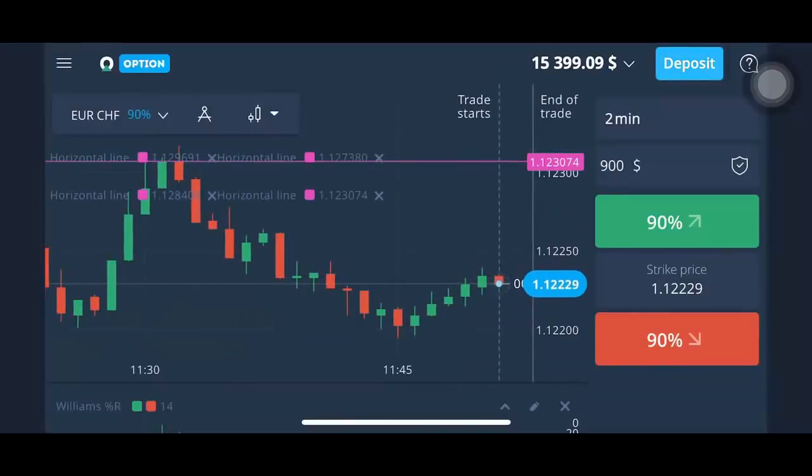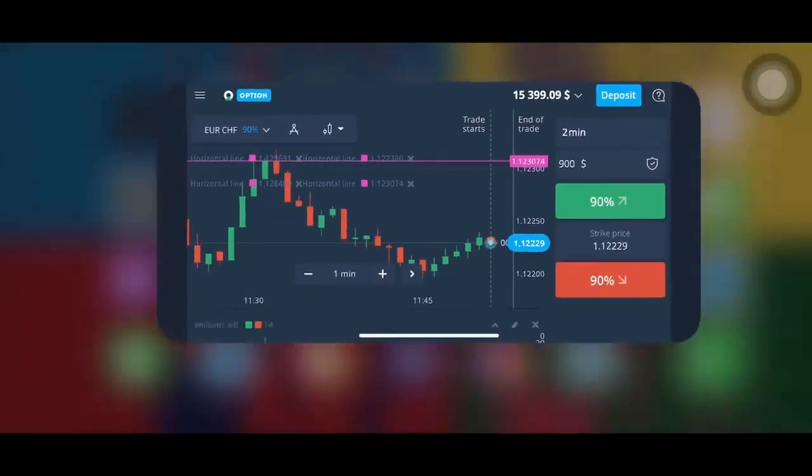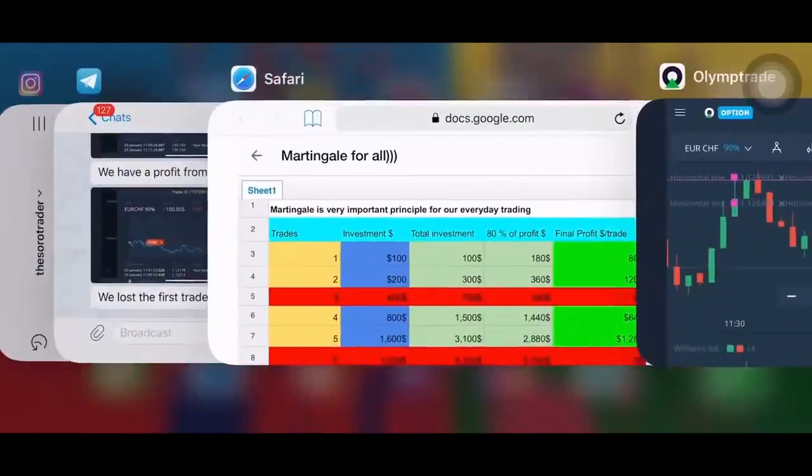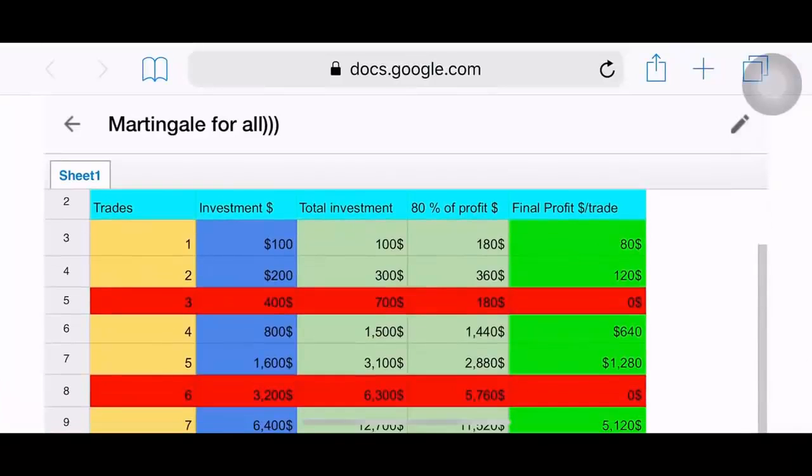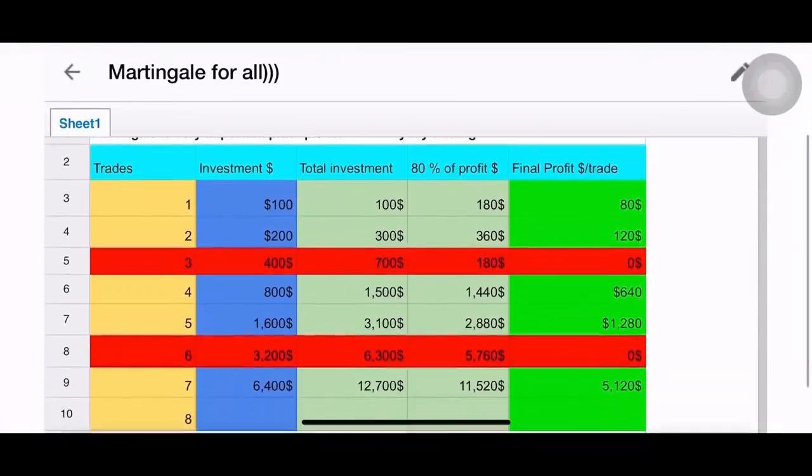So this is what the Martingale principle speaks about. And here is the chart which I follow. This chart I made just to show you guys how exactly I use the Martingale principle and how exactly I note down every trade, every investment I do, and the percentage and my final profit and everything, so that it gives me a clear calculation at the end of the month that this was my total investment and this is my total profit. So let's go ahead and see.